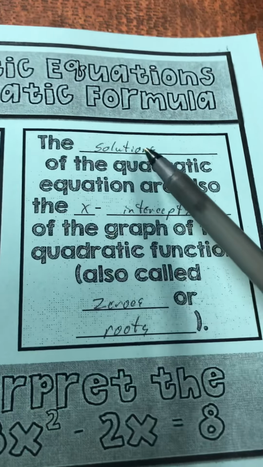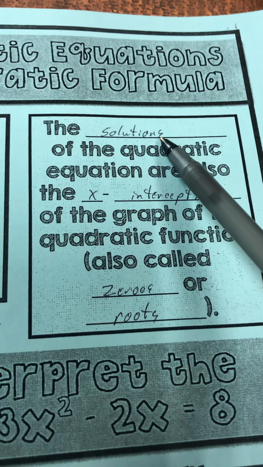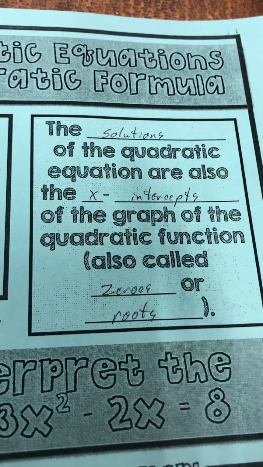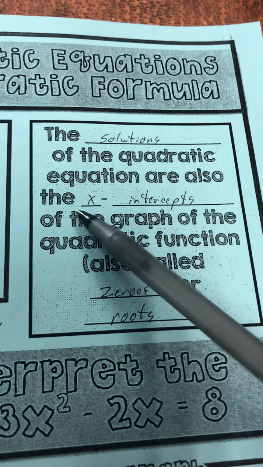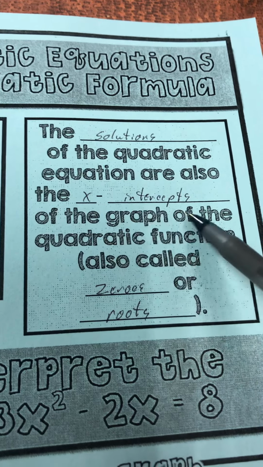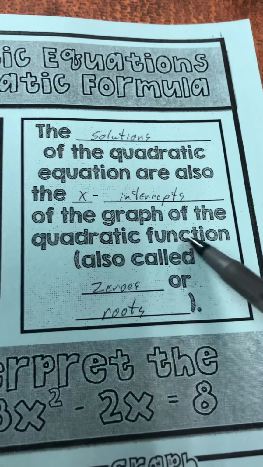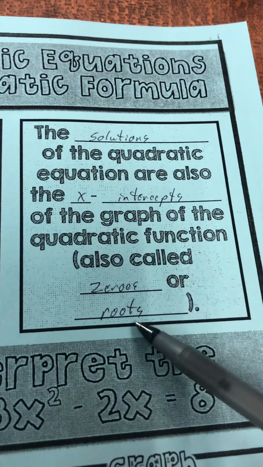Today we are going over quadratic equations with the quadratic formula. If you didn't get this in class, I have a couple blanks here for you to fill in. The solutions of the quadratic equation are also the x-intercepts of the graph of the quadratic function, also called zeros or roots.